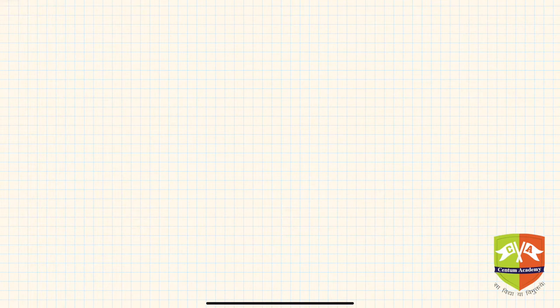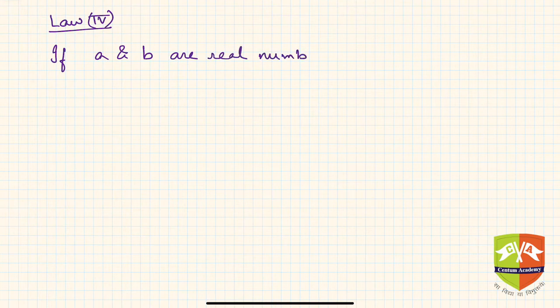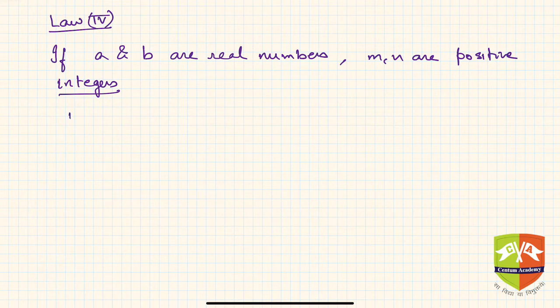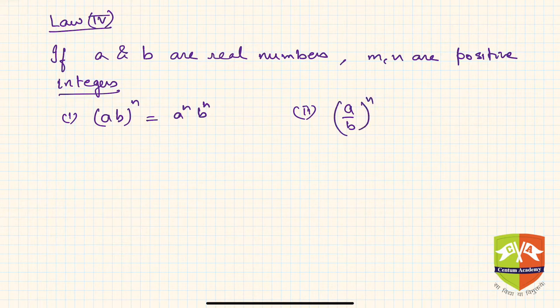What is law number 4? Law number 4 says that if a and b are real numbers, that is, they can be 0, 1, 2, minus 3, minus root 2, whatever, and m and n are positive integers, then first, ab to the power n is equal to a to the power n times b to the power n. And second is a by b whole to the power n is equal to a to the power n divided by b to the power n. And b certainly cannot be 0 because then the operation becomes undefined.